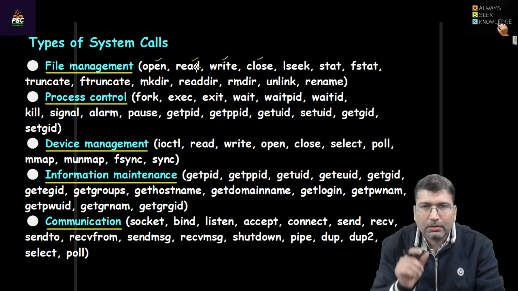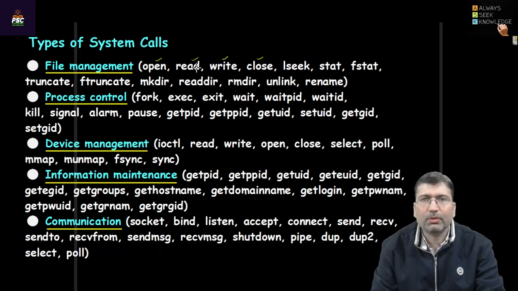Then the next system call is read. So as the name suggests, the read system call we use to read some of the data from a file, right? So before reading, a file must be opened in either read mode or write mode. Okay. Then the write system call, as the term suggests, write system call we will use to write some of the data on a file. And then close, the close system call we use to close a file. So if a file is open, its file descriptor will be opened and the close will close the file, right?